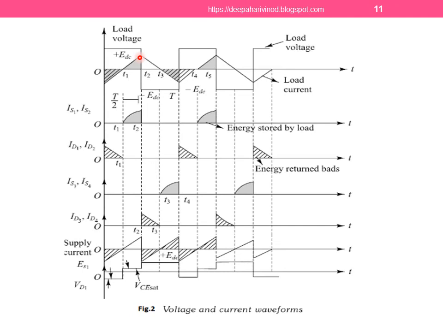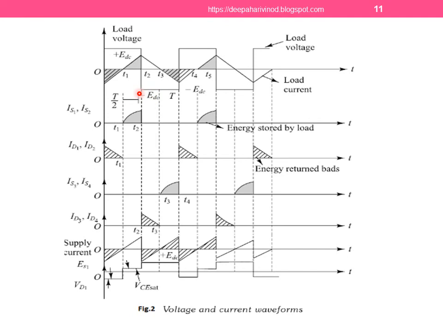So in order to maintain the flow of current in the same direction, there is a self-induced voltage across the load. The polarity of this voltage is exactly opposite to that in the previous mode. That is, VO will be minus EDC. Here we can see that at instant T2 the output voltage is minus EDC.